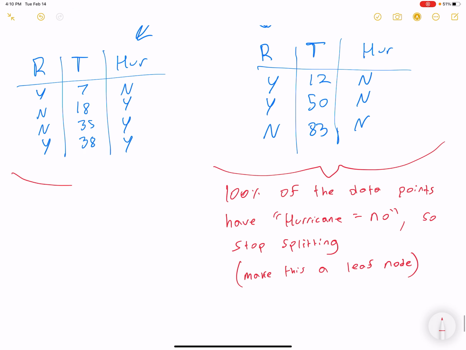In the left case, however, we didn't. We still have some hurricanes and some not hurricanes. So we do the same process, but now we just start with that mini data set. Do the same thing, evaluate the Gini impurity for the remaining variables, so rainy and different values of temperature, and split accordingly. Can anyone guess, just looking at this table, what it would probably split on, even without doing the calculation?